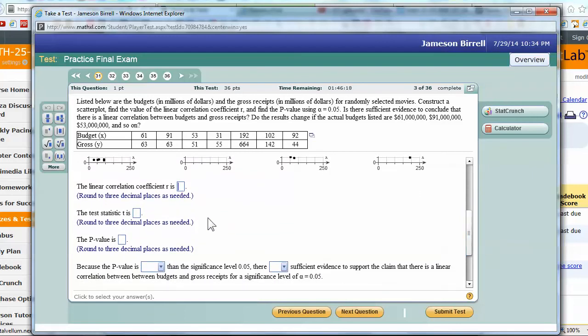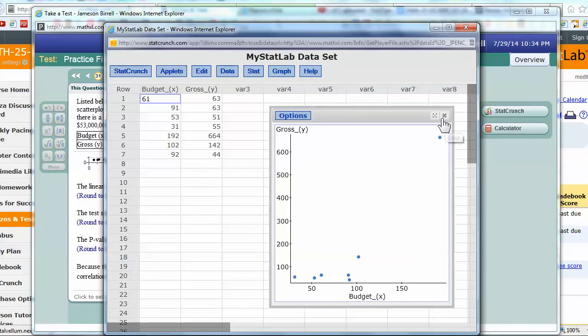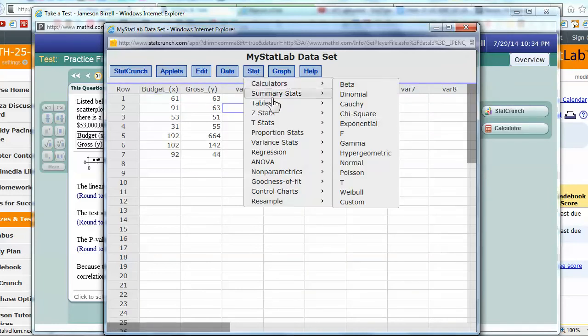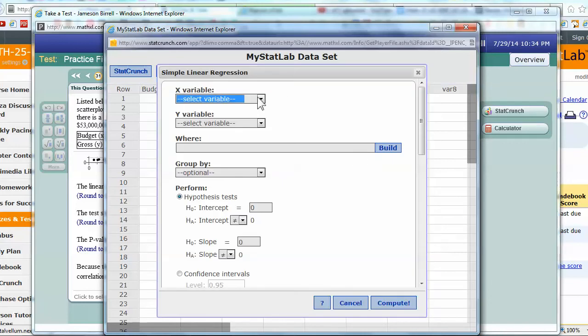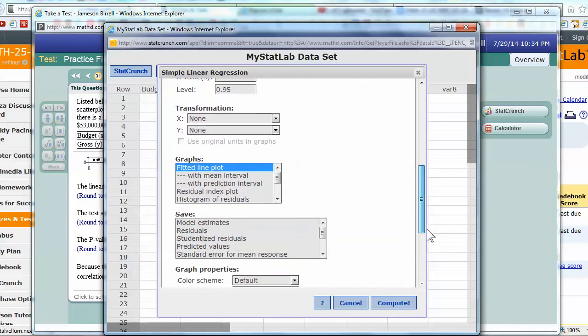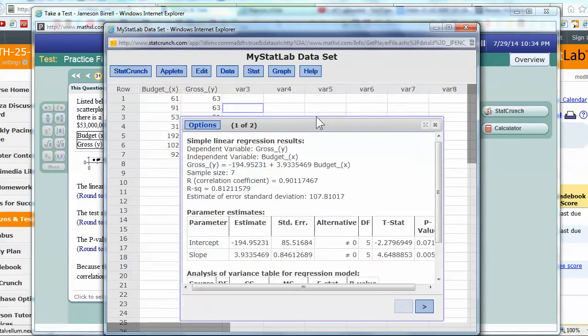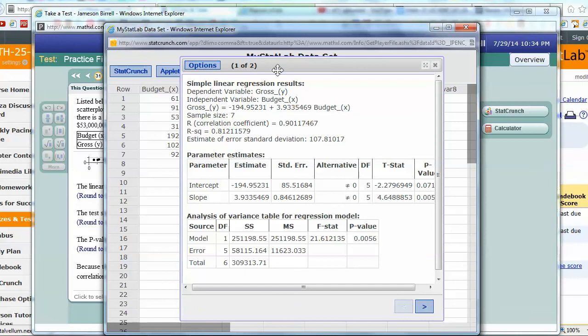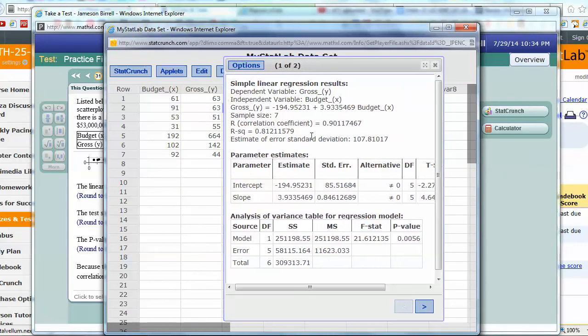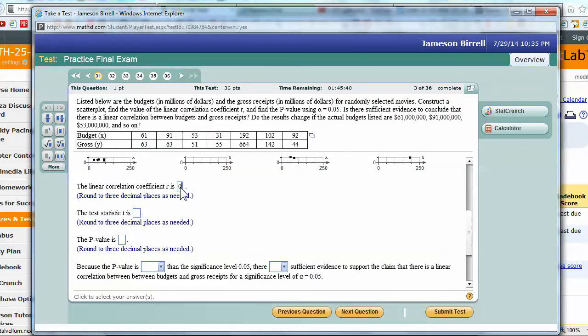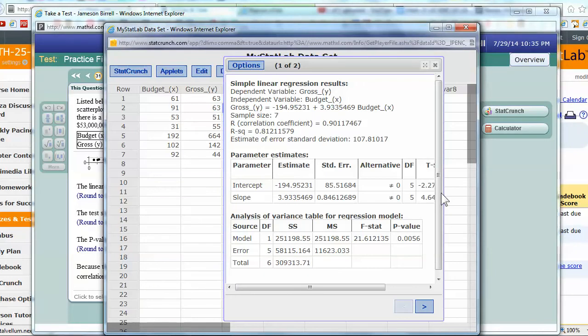Find the linear correlation coefficient R. I can now go to stat, regression, simple linear. And just keep everything the way it is. I should double check what significance level we're using, but I'm assuming it's 5%. Okay. The value is 901. The test statistic T is, I think they give that to us here when we run it.